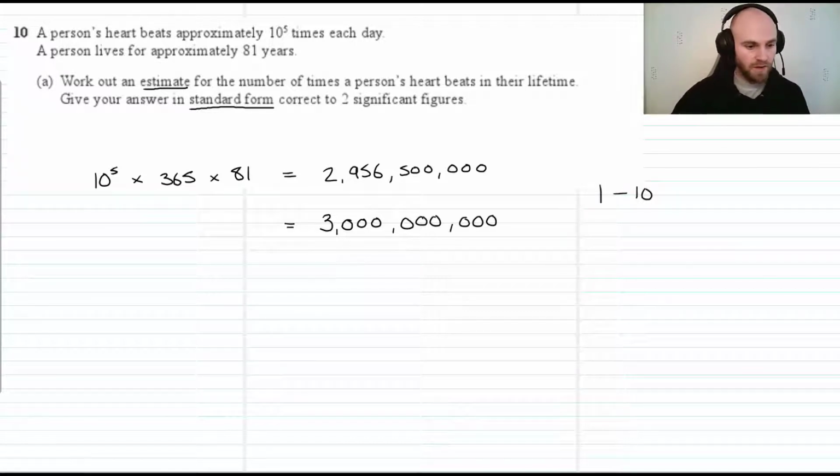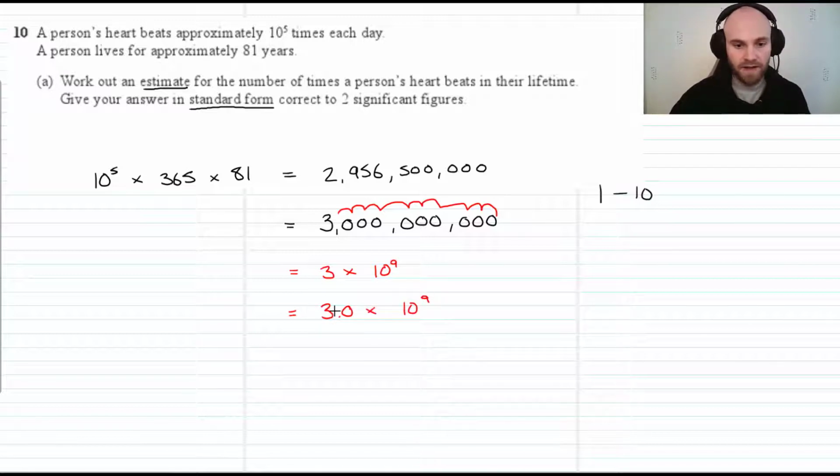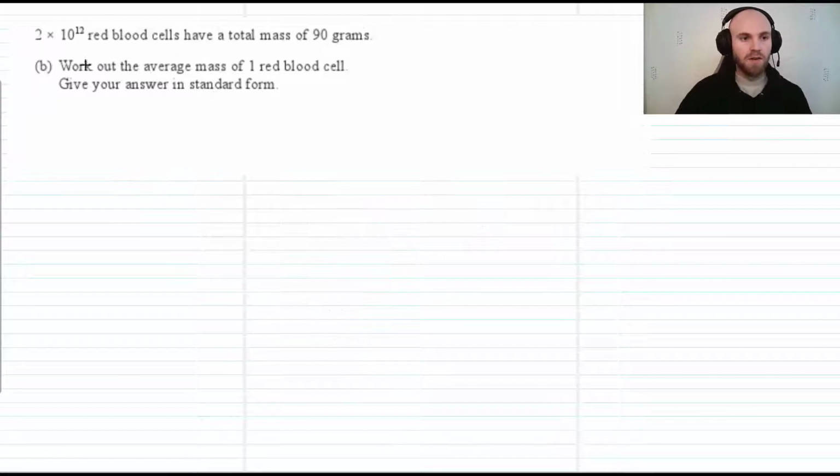So I'm just going to change this to red. Well, we have this 3, so I'm going to put 3 here. And we have 1, 2, 3, 4, 5, 6, 7, 8, 9. So I'm going to put 3 times 10 to the power of 9, which would be fine, but it does ask us to give it to 2 significant figures. So what I'm going to do here, I'm going to put 3.0 times 10 to the power of 9, and that is our answer.